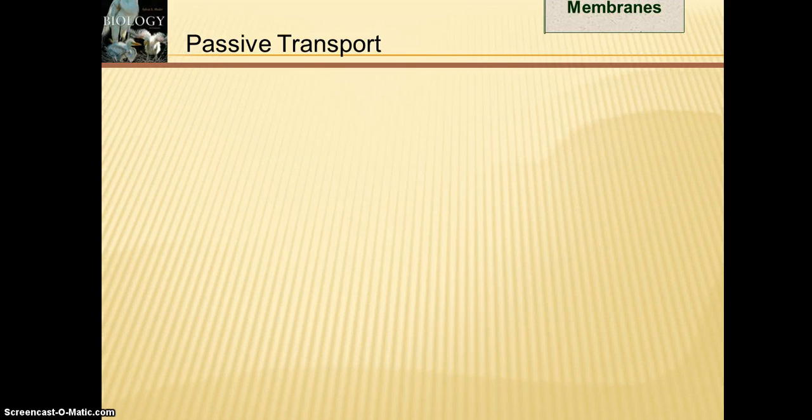Okay, we're going to continue our discussion of passive transport, how things get into and out of cells through that semi-permeable cell membrane. Remember, there's three types of passive transport. There's diffusion, there's osmosis, and now we're going to get our third type called facilitated diffusion. Remember, all these types of passive transport do not require the cell's energy, and they always move things from a high concentration to a lower concentration.